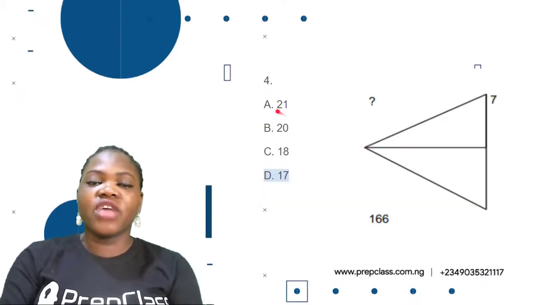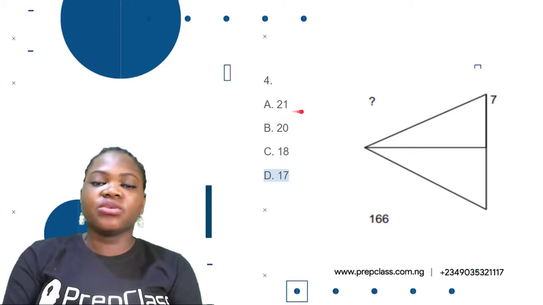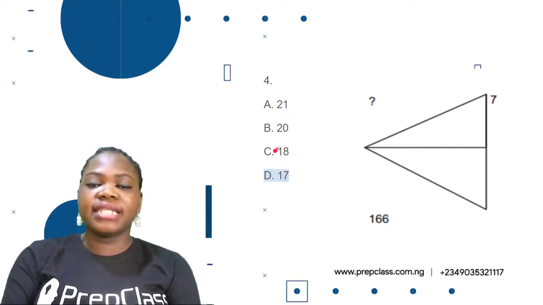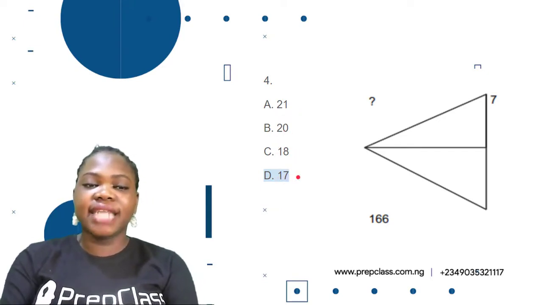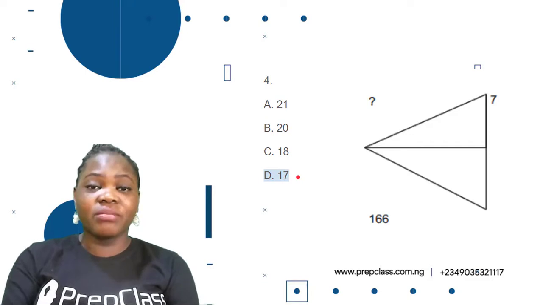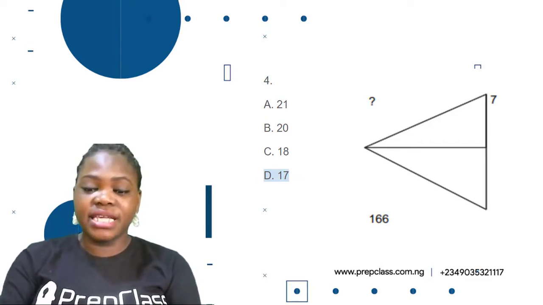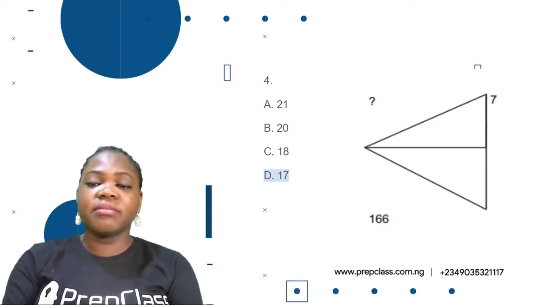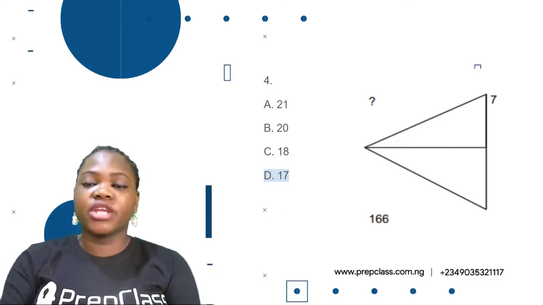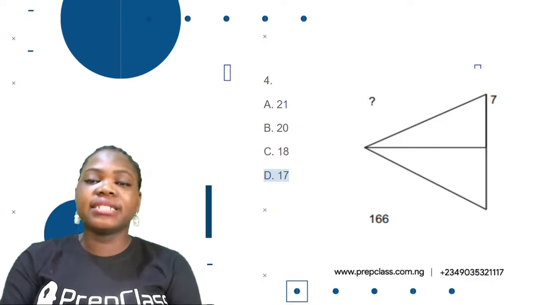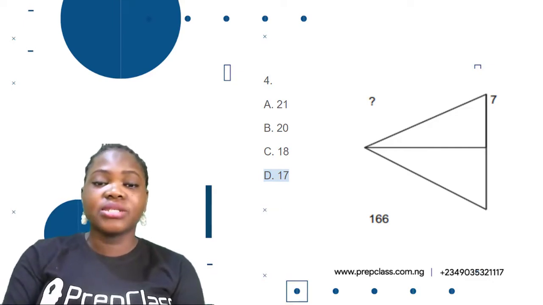So which of the options is correct? A is 21, B is 20, C is 18, D is 17. So which one of them is correct? D, 17, because 17 is our answer. 17 minus 1 is 16, 7 minus 1 is 6. Combining 16 and 6 together, you have 166. So 17 is the missing number.